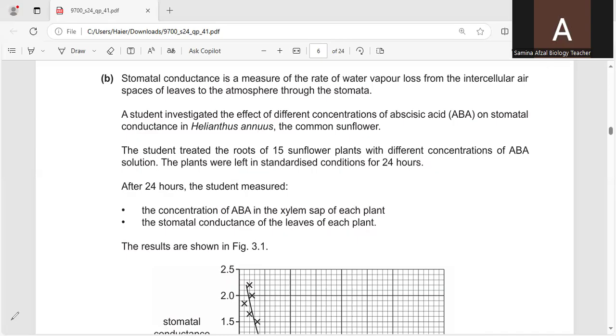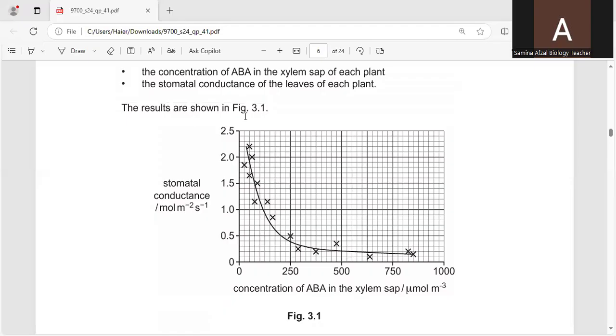After 24 hours, the student measured the concentration of ABA in the xylem sap of each plant and the stomatal conductance of the leaves of each plant. The results are shown in figure 3.1. Students, you can see the concentration of ABA is shown on the x-axis, whereas the stomatal conductance is on the y-axis. The curve is decreasing: stomatal conductance decreases when the concentration of ABA increases.